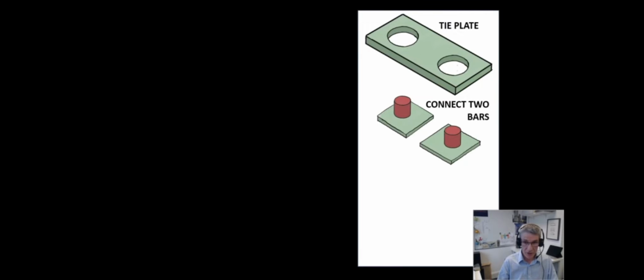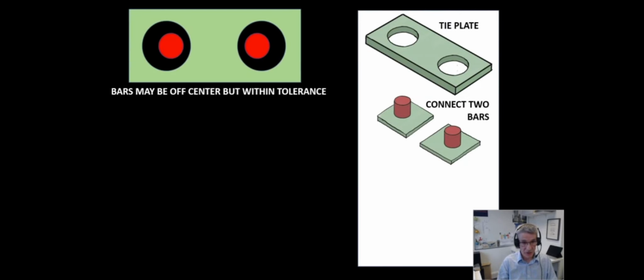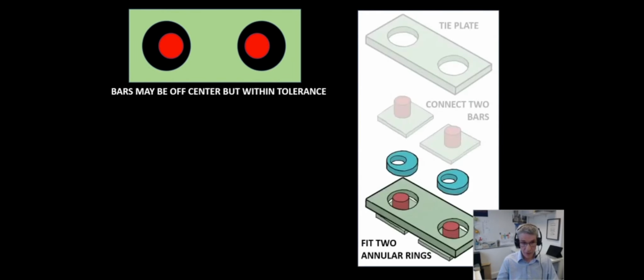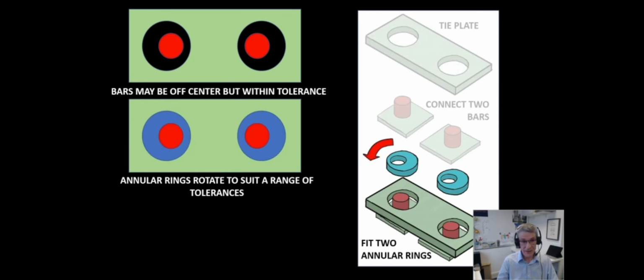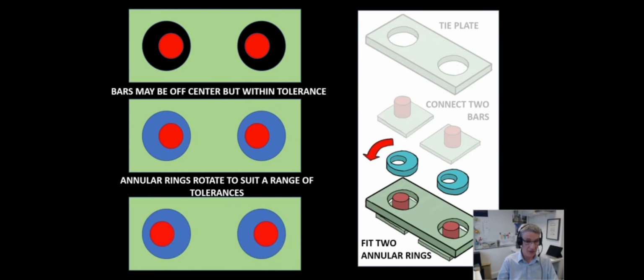If we take, for example, something very simple, like we want to connect 2 bars together, we might use a tie plate. And the 2 bars will have some level of tolerance on them. In this case, they're shown close together. They're not central on the OPEs. So we might use an annular ring, which we rotate into place, fills the gap. If the 2 bars are further apart, you can just rotate the annular ring and it also fills the gap. So that's a solution that allows us to provide a stiff connection between two bars.